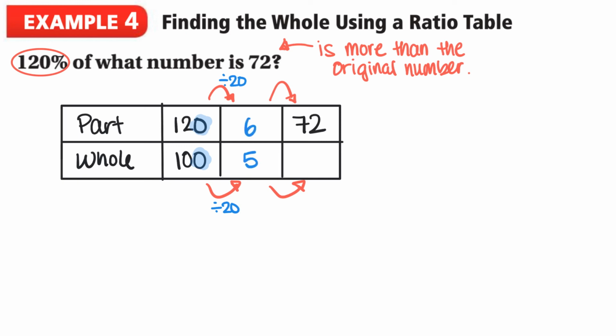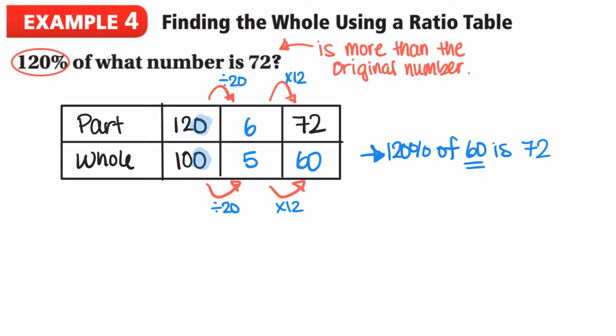And then 6 can become 72 if I multiply by 12. And whatever we do to the top, we do to the bottom. So 5 times 12 is 60. And therefore, we found that 120% of 60 is 72.